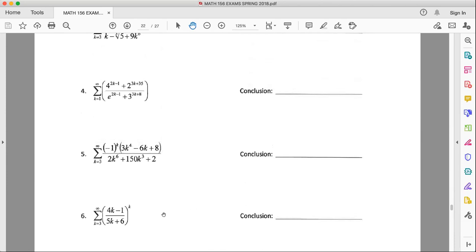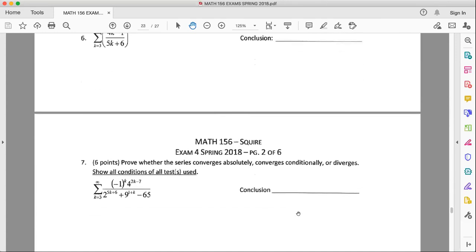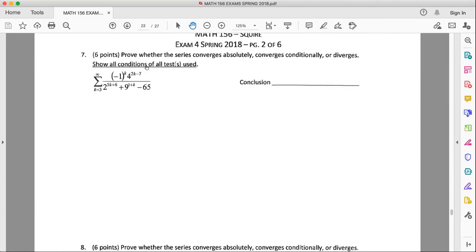But it wasn't like if you did show some detail, then you lost points. Like if you wanted to jot down what the P series is, you could of course do that. But you had to list the names of the tests, and you had to list the answer. And then there were fewer questions. Prove whether the series converges absolutely, converges conditionally, or diverges. Show all conditions. If it says that, then you would show everything that I'm writing on the screen. Does that make sense to everybody?